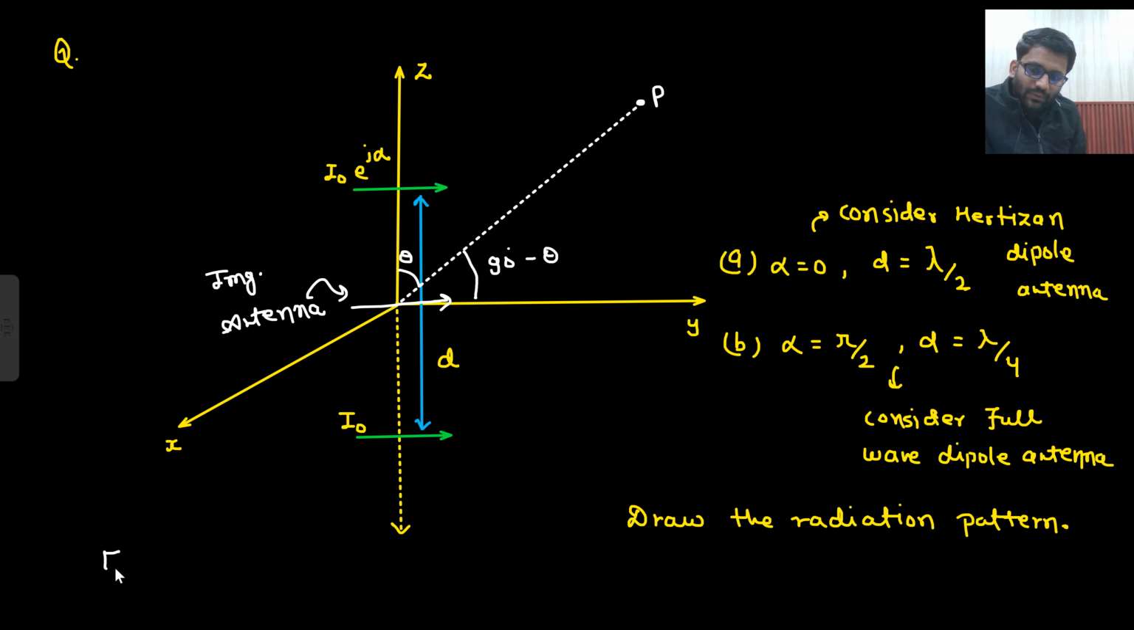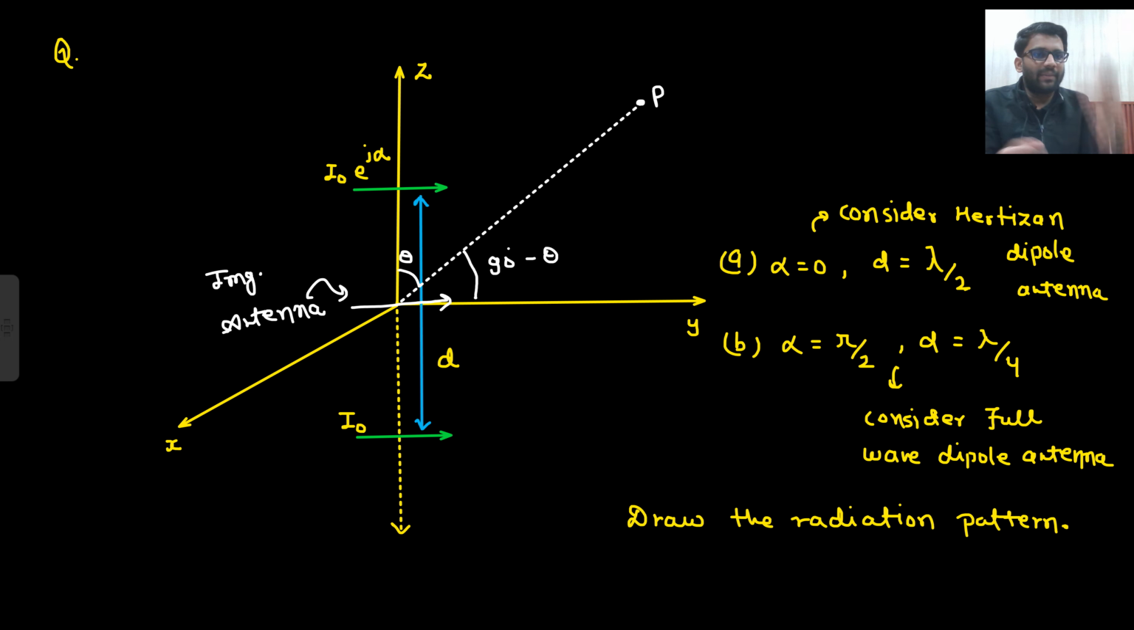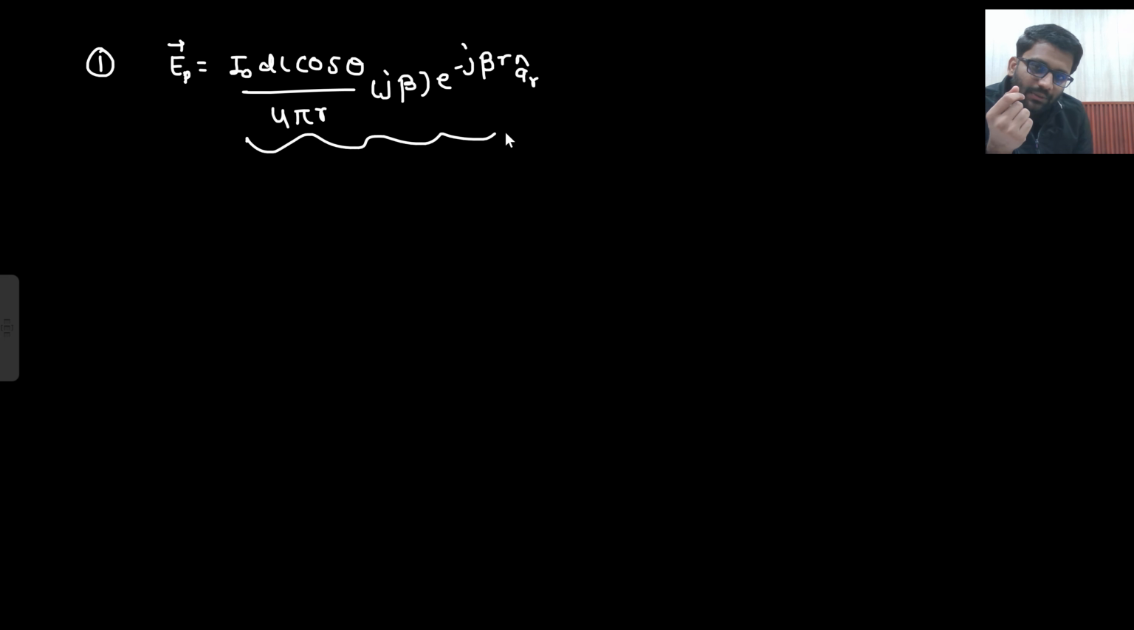So what will be your E_so, or total electric field? For the first case, I am writing down the total electric field. What would that be? I0 dl cos theta. Why not sin theta? Because this is how the antenna is placed, so sin(90 minus theta) is cos theta. We have seen this a lot of times. So I0 dl sin theta cos theta upon 4 pi r into j beta e to the power minus j beta r, a_r cap. So this is your E_so.